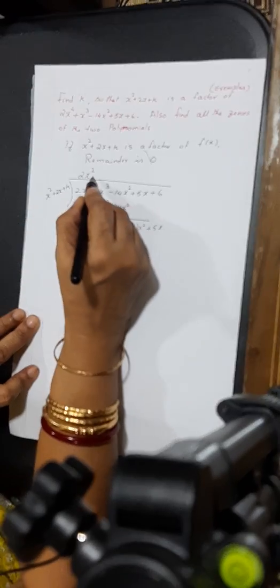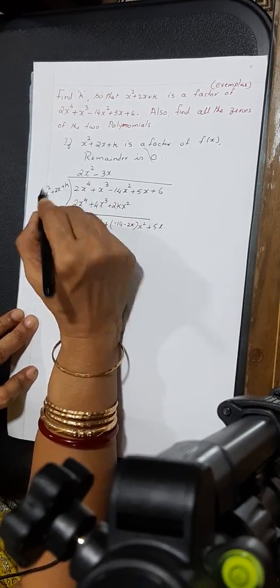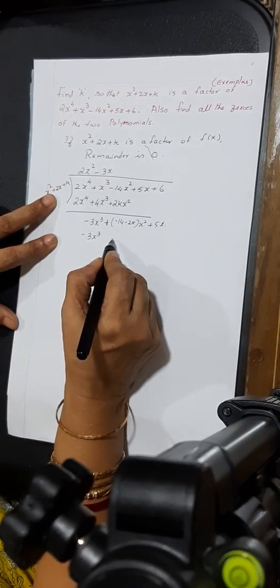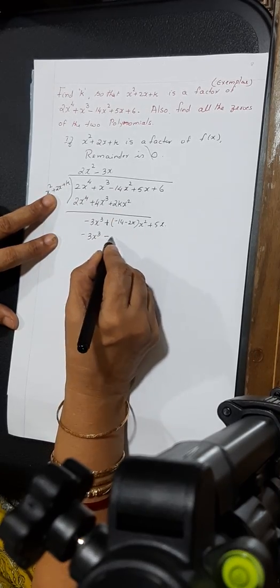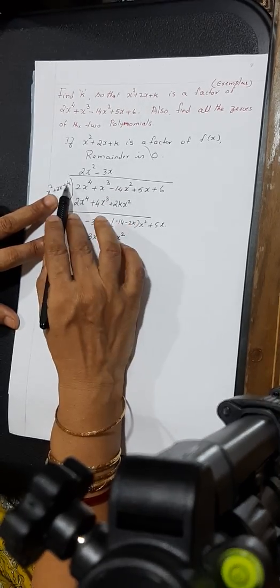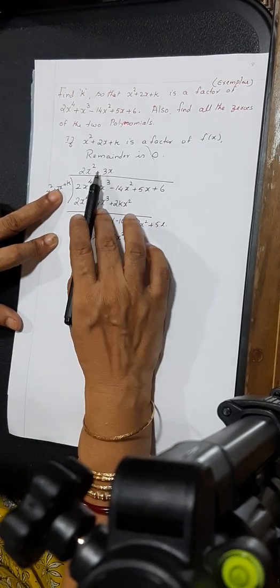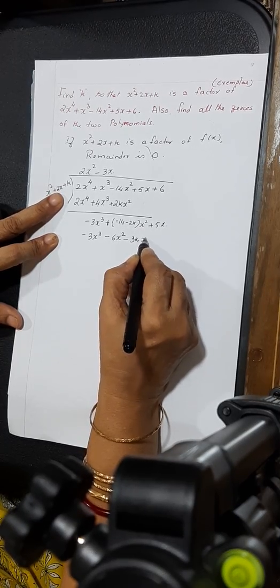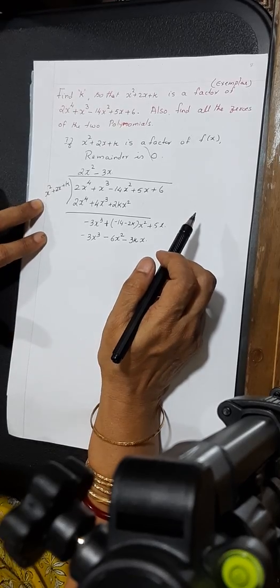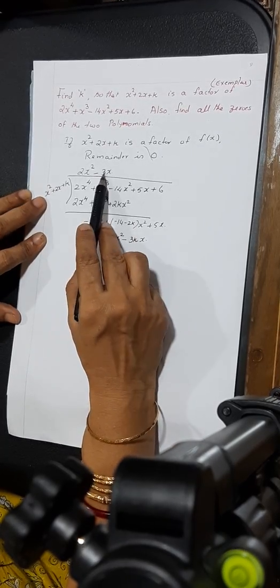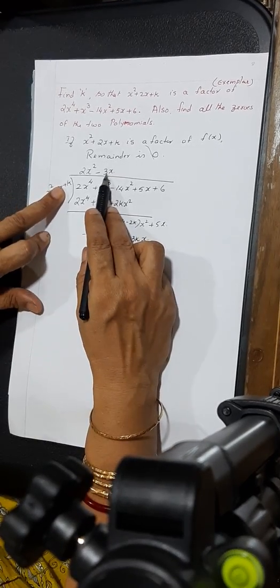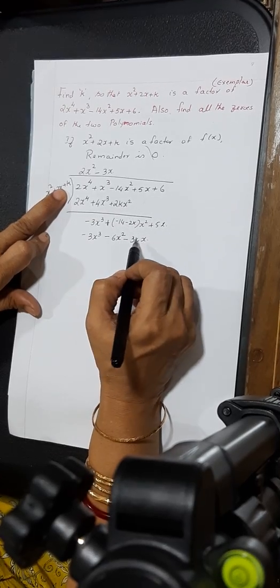Now, I have to multiply by minus 3x. So, minus 3x cube, then minus 6x squared, then minus 3kx. So it is minus 3x cube minus 6x squared minus 3kx. Yes. Now, we have to subtract this.